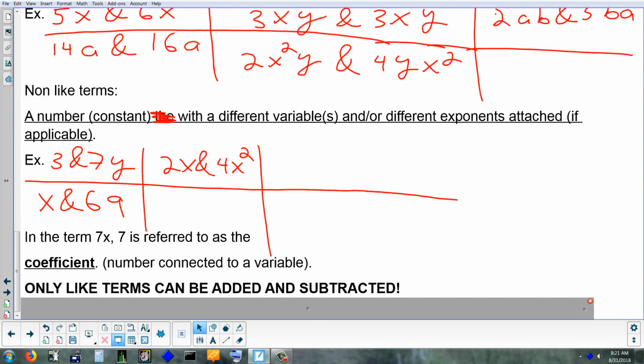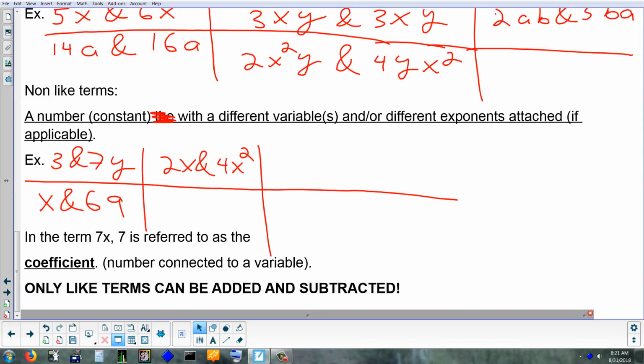Yep. And then this is what Mr. Roy and I were just telling you. Only like terms can be added or subtracted. We already said that. You guys already have that written on your sheet? Yeah, they do. Okay, so that's it for part 1. Does anyone have any questions on terms, like terms, non-like terms?